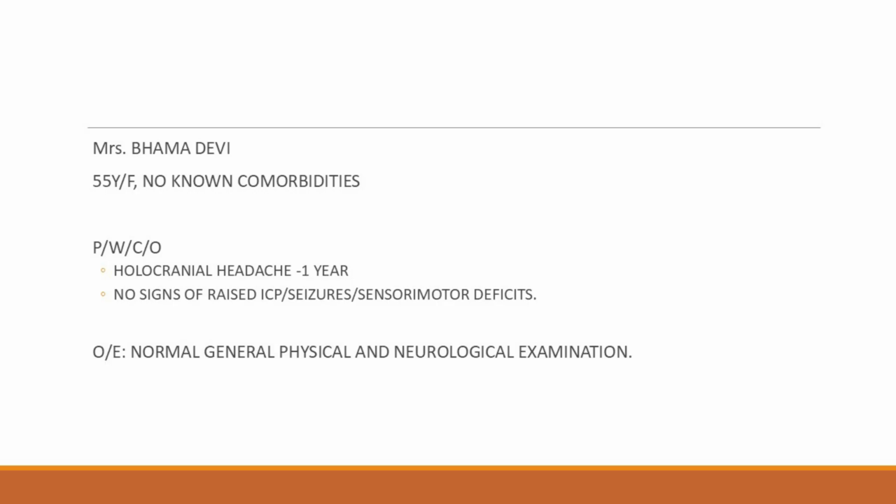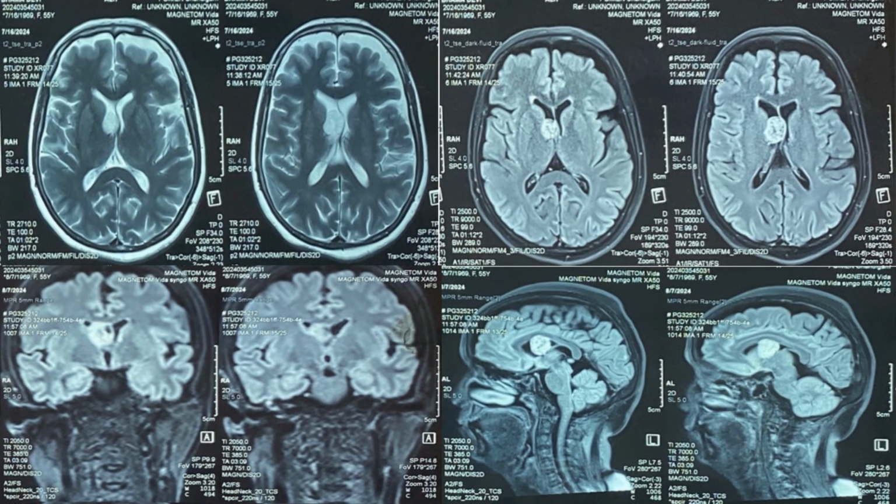Mrs. Bhama Devi, a 55-year-old female with no comorbidities, presented to us with complaints of holocranial headache for the past 1 year. This was severe in intensity, episodic, and progressively worsening. There were no signs of raised ICP, seizures, sensory motor deficits, or cranial nerve involvement. On examination, she had an unremarkable general physical and neurological examination.